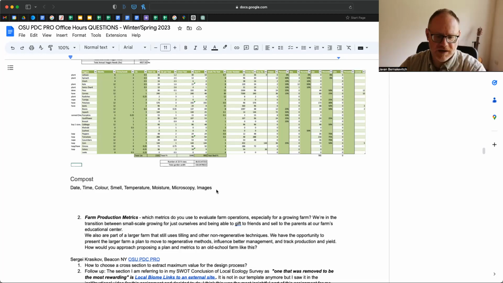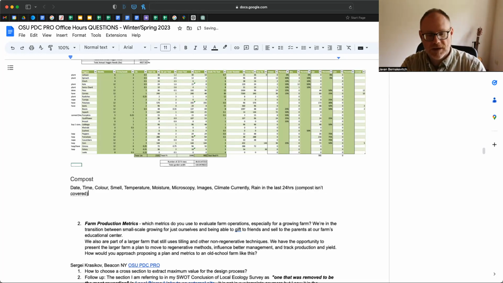And the other thing that I forgot to put on here, which is useful, is the current climate. So is it rainy? What has been the rain in the last 24 hours? This is if your compost isn't covered. So it all depends on how you're making that compost, as we were talking about last time. In terms of watering, because you made that point, watering is an interesting one.